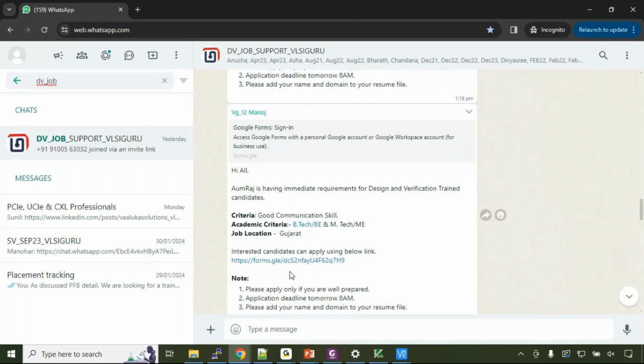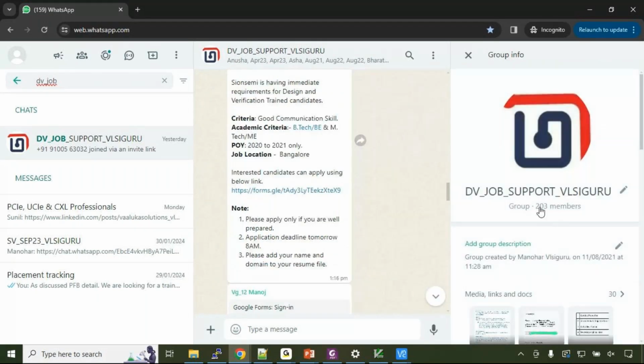So this is where we keep posting all the updates. Okay. Something like that will be there for every domain. Every domain has a dedicated job support group. Let's say, over 200 members are there, over 2 years, I would say. We have this many people who need jobs. Okay, some people would have got jobs, we would have removed them from the groups. So this is the current situation.